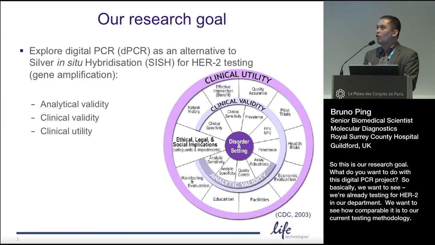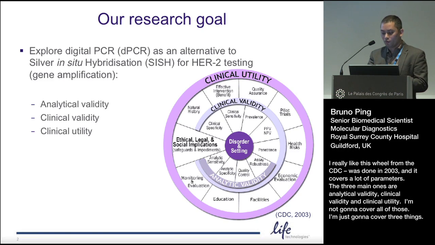So this is our research goal. What do we want to do with this digital PCR project? Basically, we're already testing for Her-2 in our department. We want to see how comparable it is to our current testing methodology.